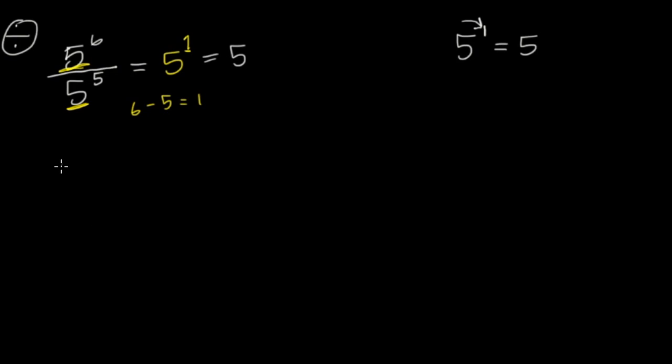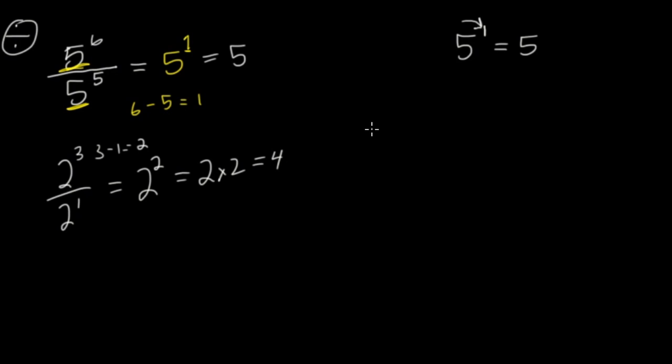All right, what if we change up the numbers? What if we have 2 to the power of 3 divided by 2 to the power of 1? Here, since we have the same base of 2, you write that the quotient has a base of 2. Now for the exponent, we do 3 minus 1. That gives us 2. Therefore, it's 2 to the power of 2, which is 2 times 2, and leaves us with 4 as our final result.